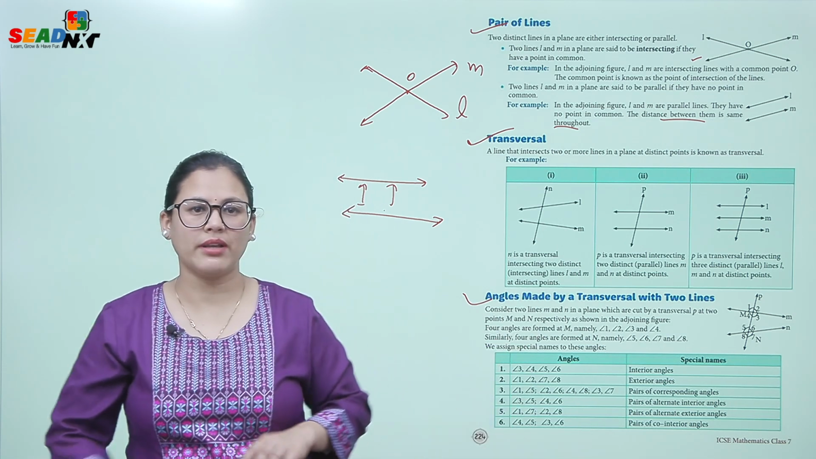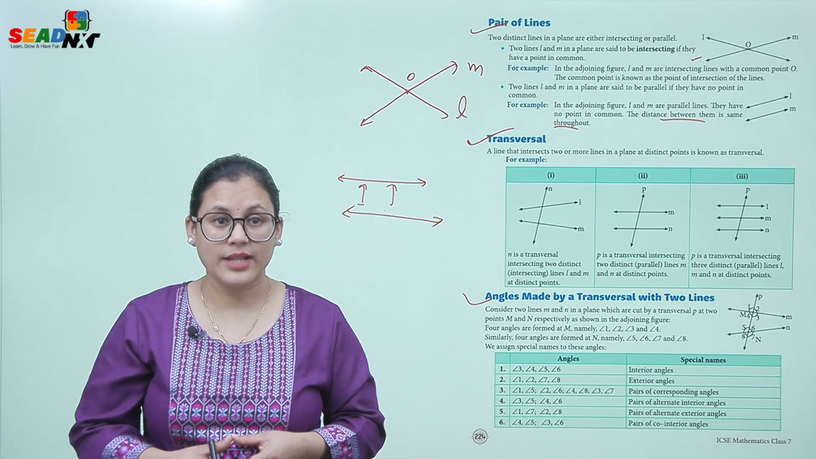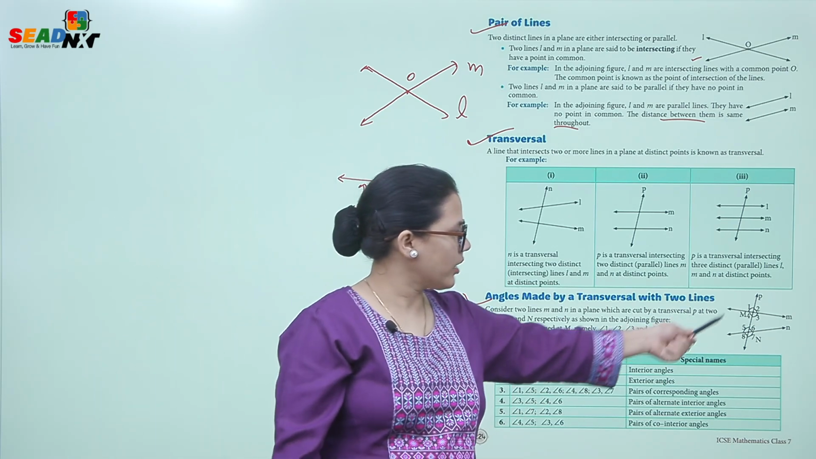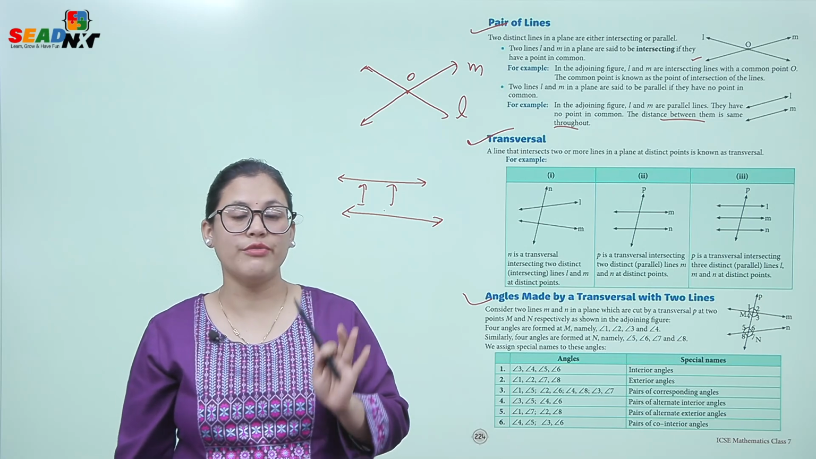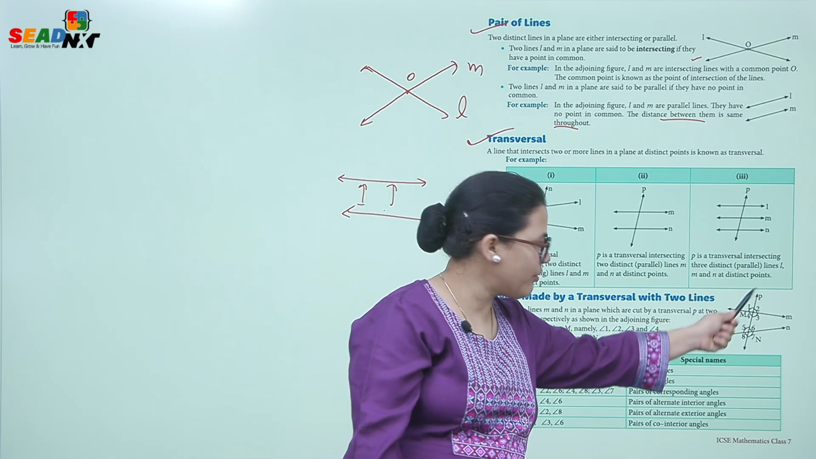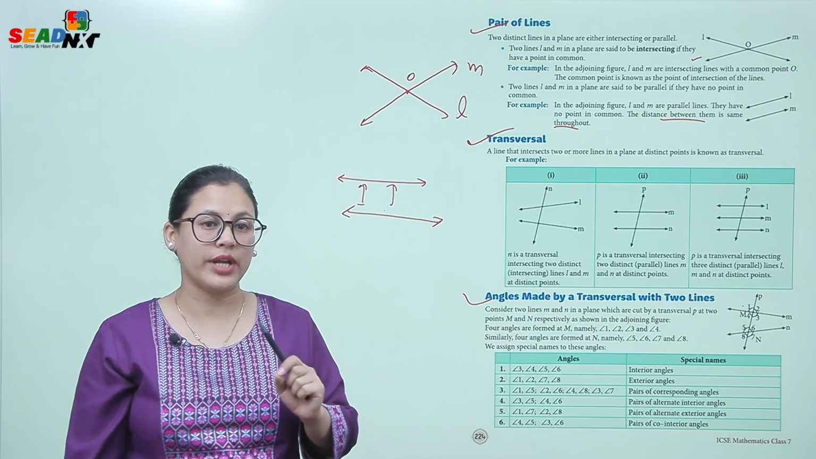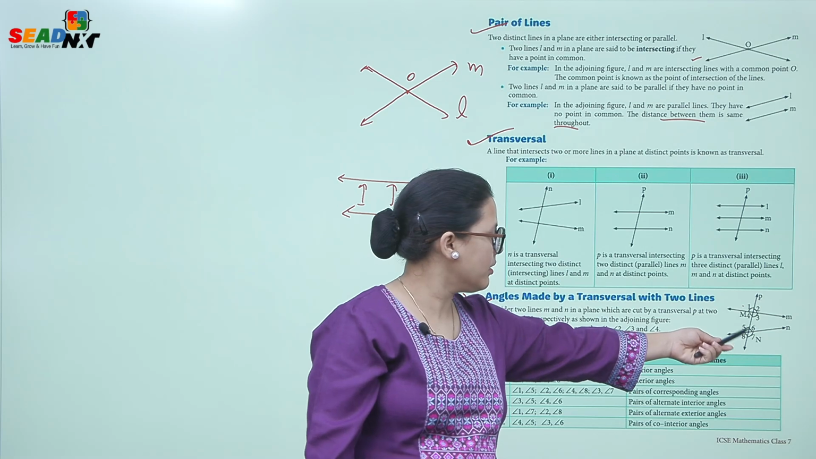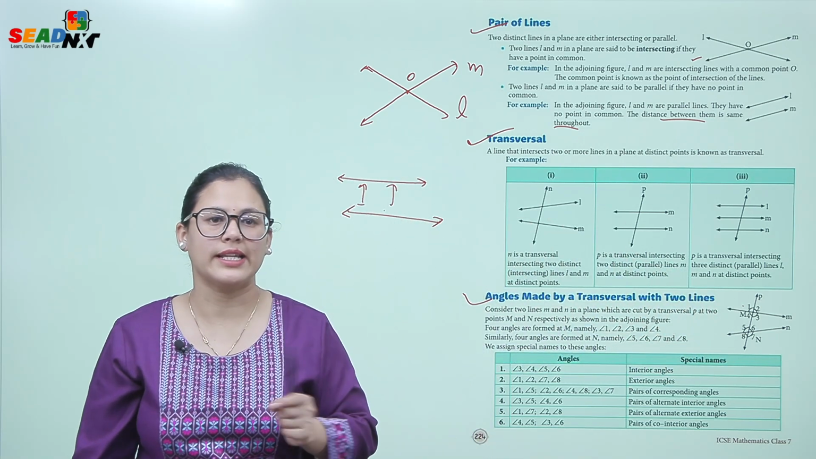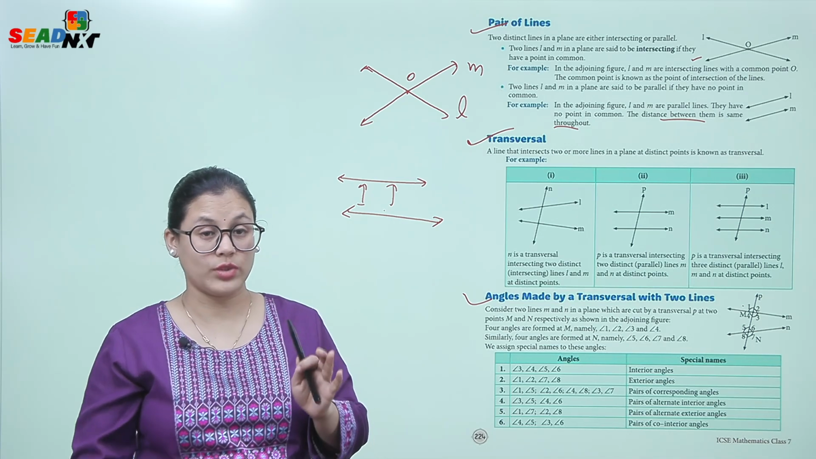Now, angles made by a transversal with two lines. Consider two lines M and N in a plane which are cut by a transversal P at 2 points M and N respectively, as shown in the adjoining figure. Four angles are formed at M. See, this is point M and here four angles are forming. Angle 1, 2, 3 and 4. Similarly, four angles are formed at N. This is N. So there are four angles, that is angle 5, angle 6, angle 7 and angle 8. We assign special names to these angles. So what are the special names?